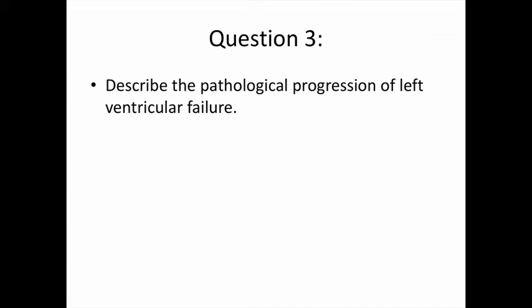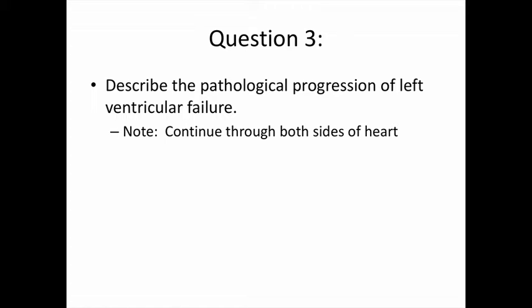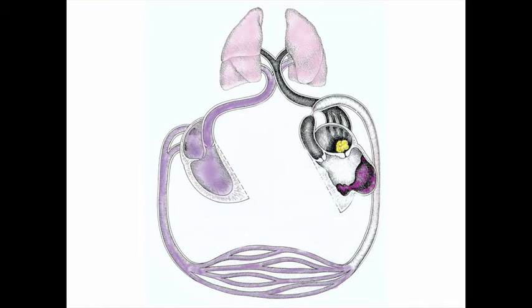So your third homework question is to describe the pathological progression of left ventricular heart failure. You're going to continue your discussion through both sides of the heart, which will make more sense in a moment. The question is posted on Canvas for you in the Unit 2 module under question number 2.